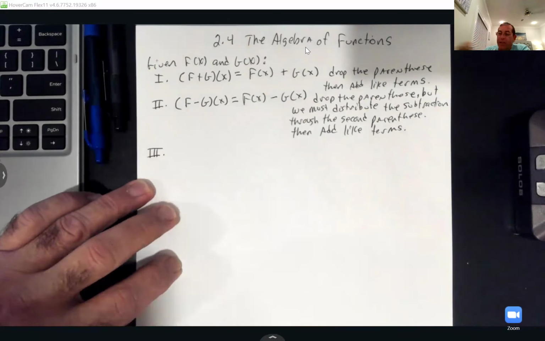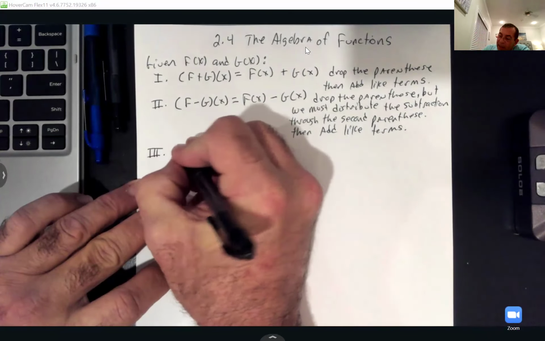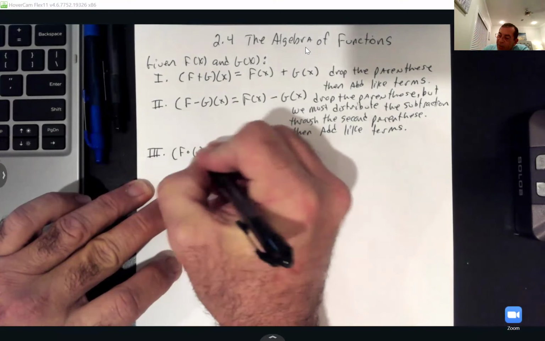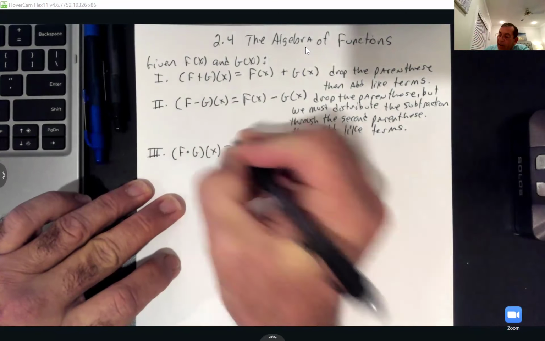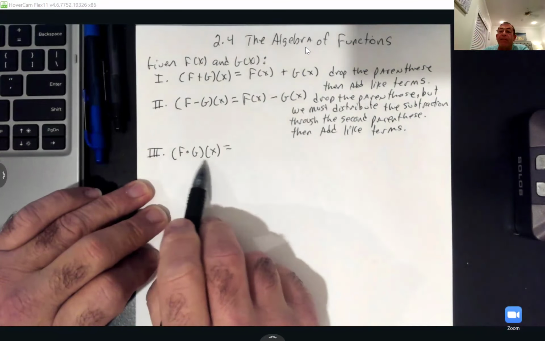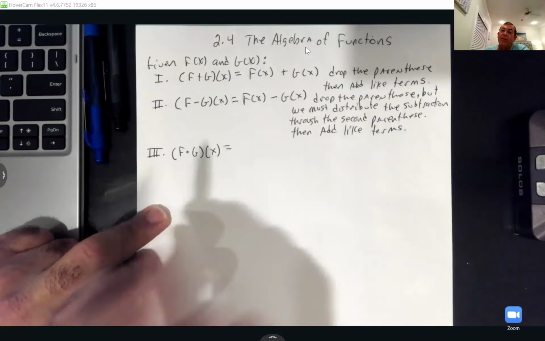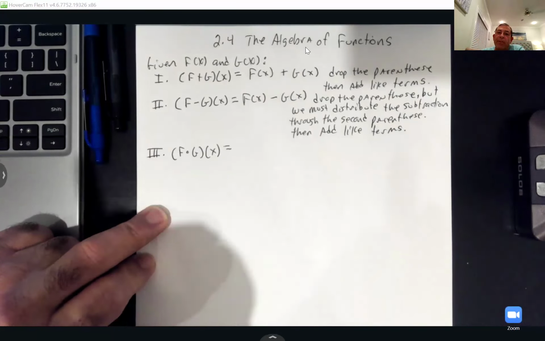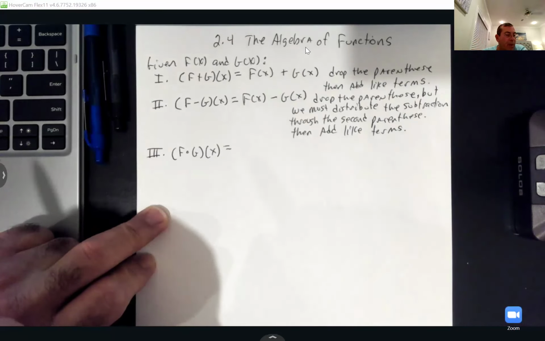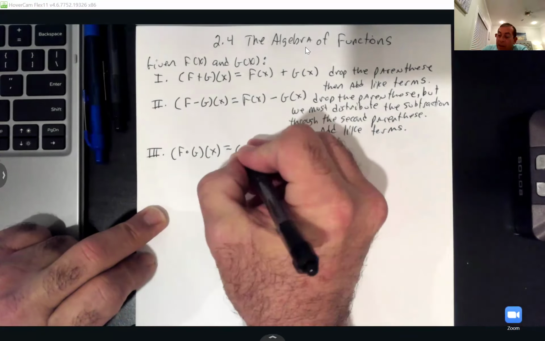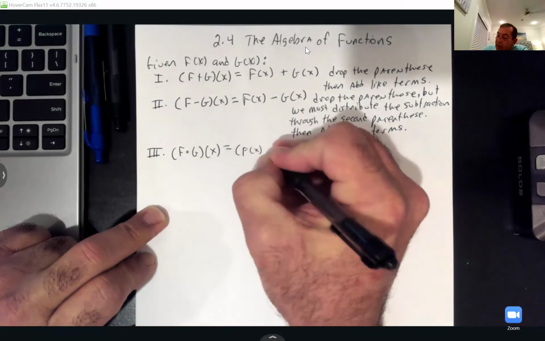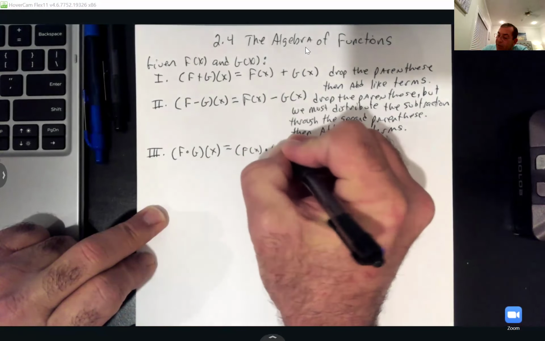All right, next operation is multiplication. f times g of x. Now, they could just put fg of x and not put the multiplication dot. Remember, if two letters are next to each other, it also represents multiplication. But y'all, this will just be f of x times g of x.